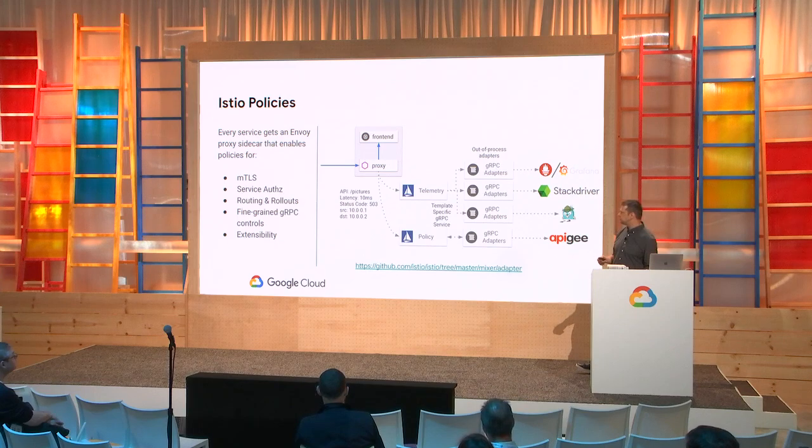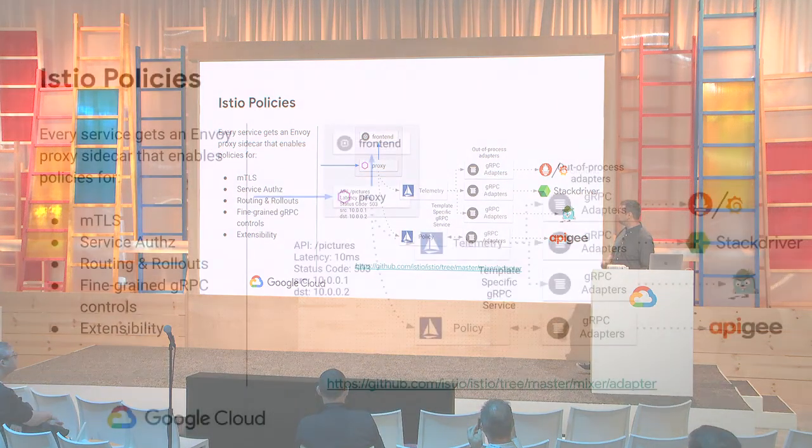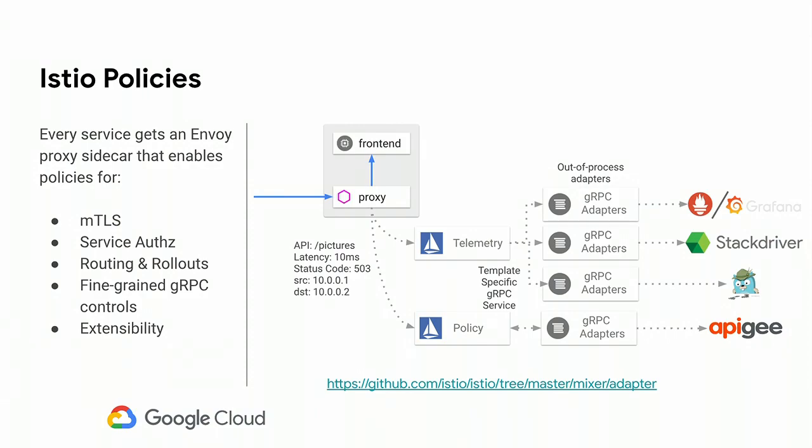For Istio, the policies are really about defining what you can do in terms of service-to-service routing. So Istio, what it does is injects an Envoy proxy as a sidecar to all of your services that are running, and then it uses that mesh of proxies to enforce policies as well as collect telemetry. And so there's a number of adapters, as I said there, that allow you to do things like push your telemetry out to Prometheus and Grafana or Stackdriver on Google Cloud. And then you can do other things like connect with Apigee APIs over gRPC and enforce policy there.